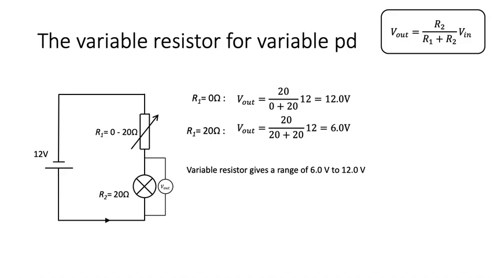Now, at 0 ohms, the output is all across the lamp, so it gets the full 12 volts and it will be as bright as it can be. However, if we increase the variable resistor's resistance to 20 ohms, then the output is shared between the variable resistor and the lamp, and the lamp goes down to 6 volts. So it has got dimmer, but it's not gone all the way to 0.